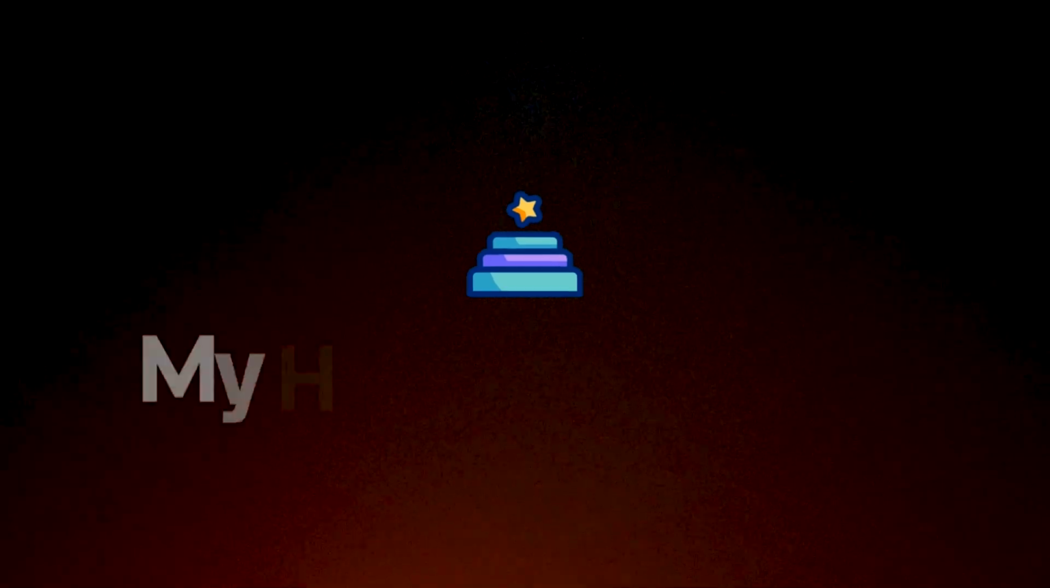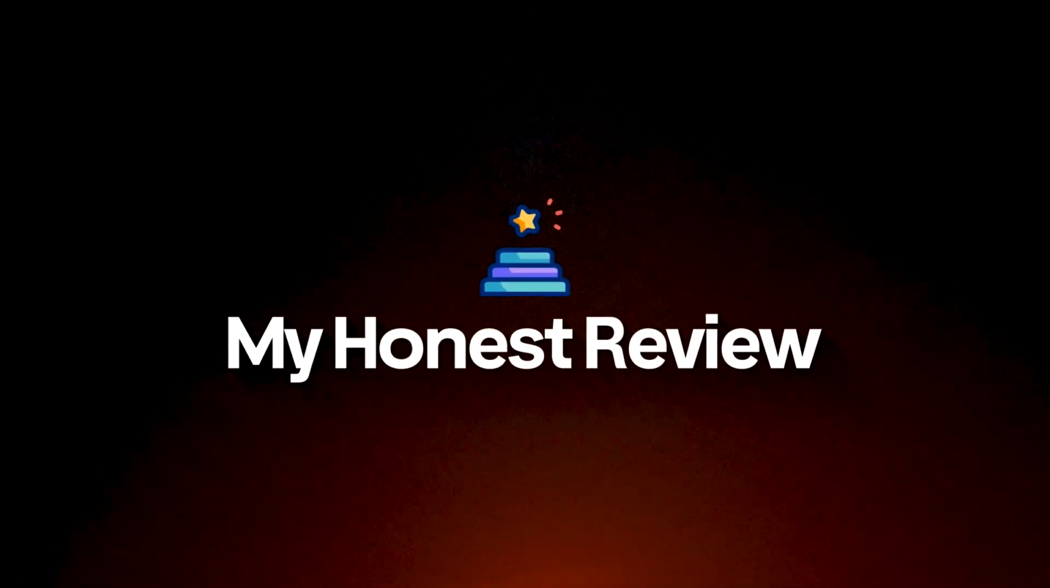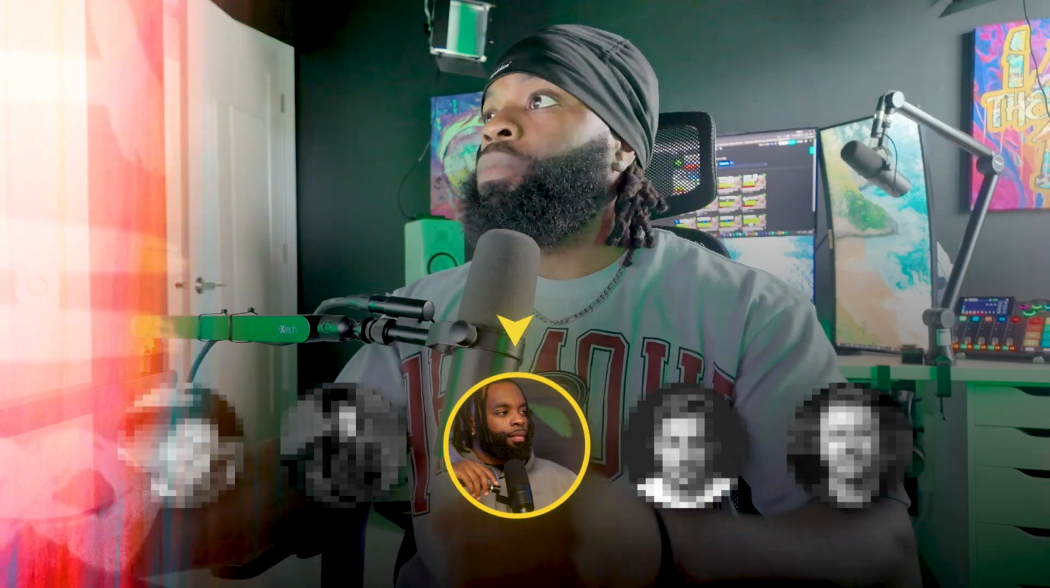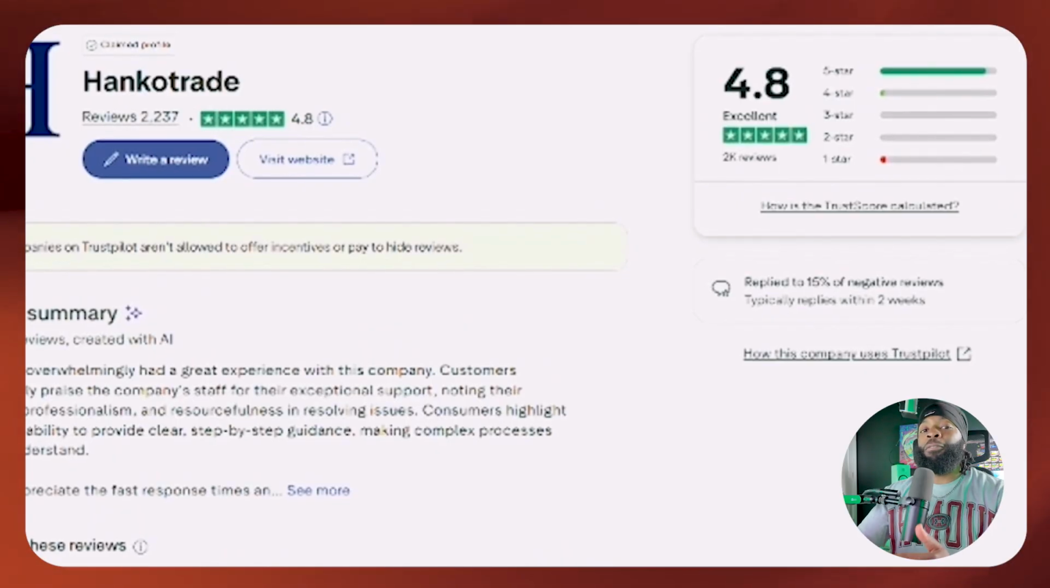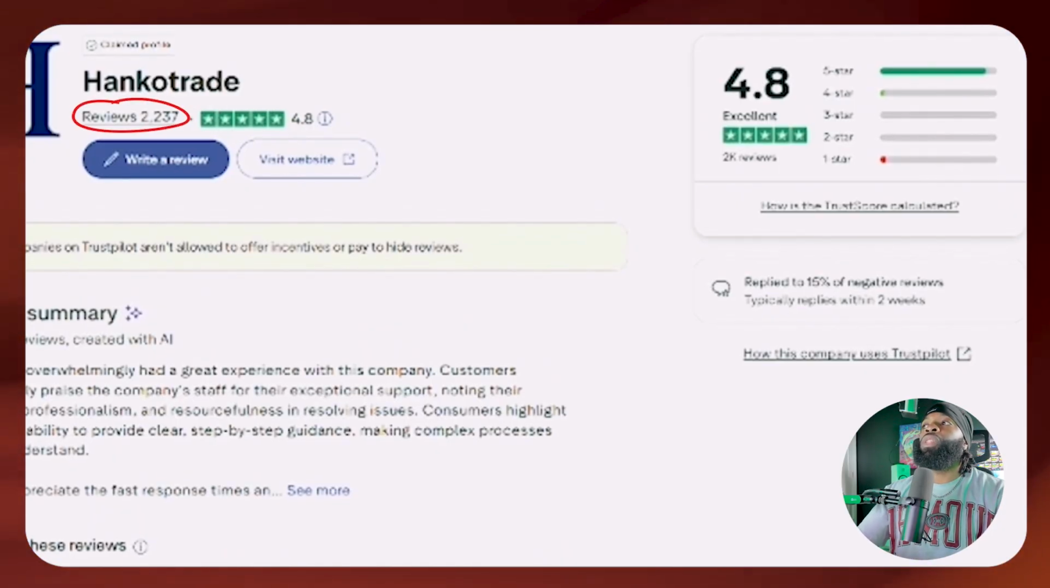Now, I say the best for last, which is the reviews. Of course, my review matter. I am just one trader out of millions of other traders. Other traders can have other situations. I'm just giving you my opinion based off of real analysis. So if you go into GatesFX, they have a 4.0 rating as of now, which is only 68 reviews. With HankoTrade being more established in the game for a long period of time, they have over 2,000 reviews out of 4.8.